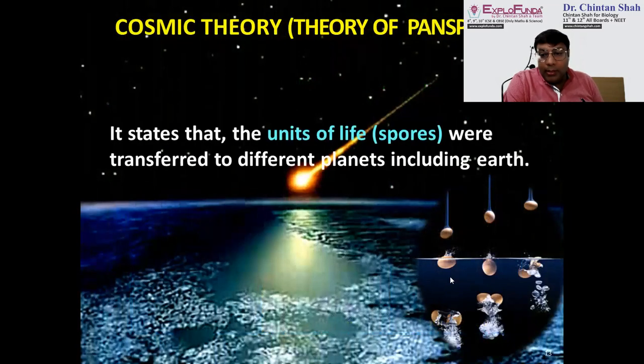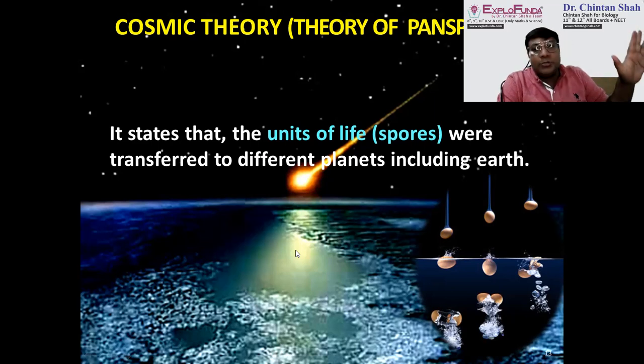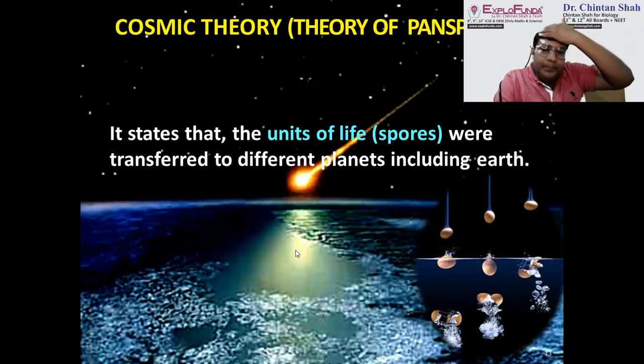Theory of panspermia. What do you mean by panspermia? Its meaning is that whatever is required to synthesize the living organism was equally distributed all over the world. It is all over the universe. So say, for example, spore-like structures are already present everywhere on the earth. And whenever they got any favorable environment, they just gave rise to a new organism. So it states that the units of life, known as spores, were transferred to different planets, including the Earth. So they came from somewhere else.